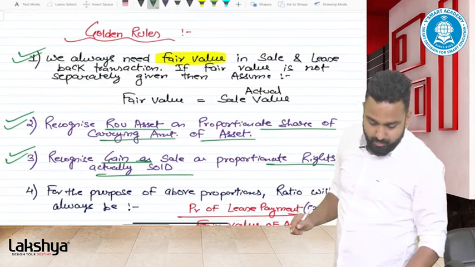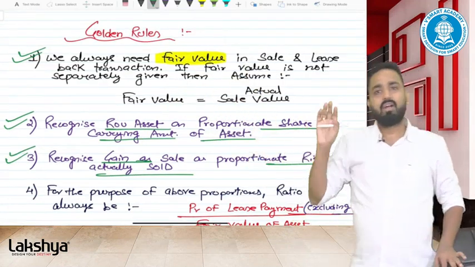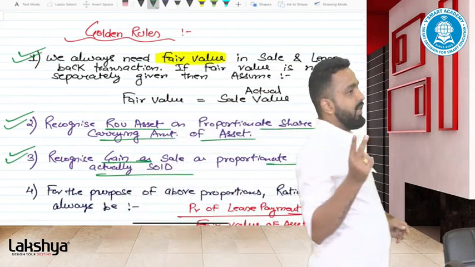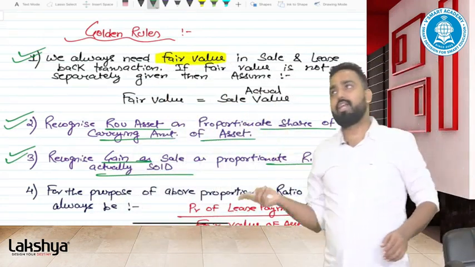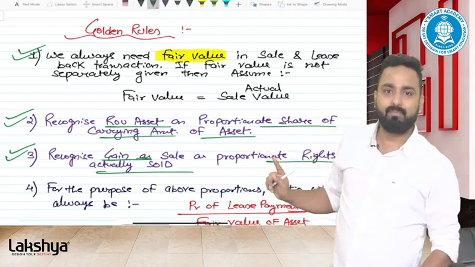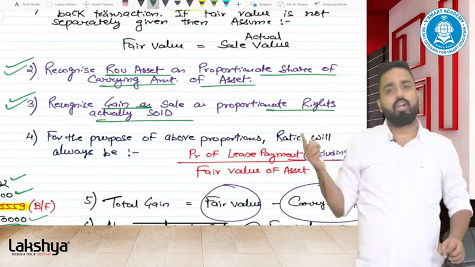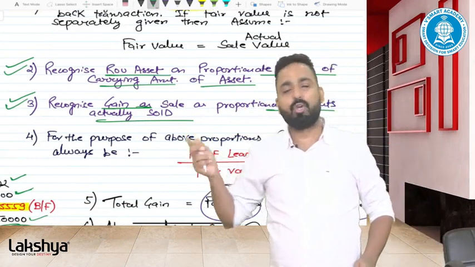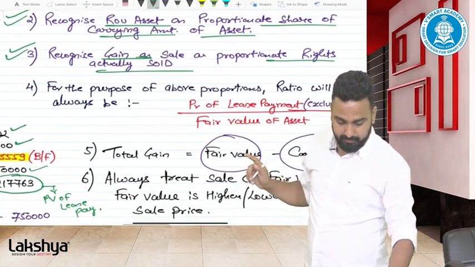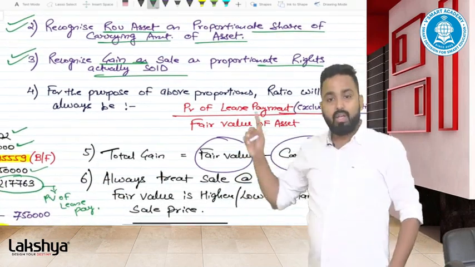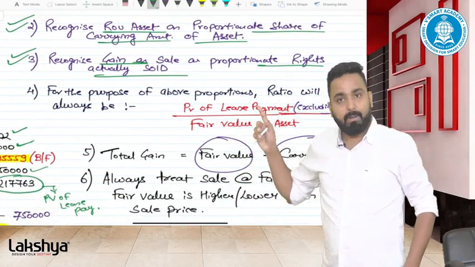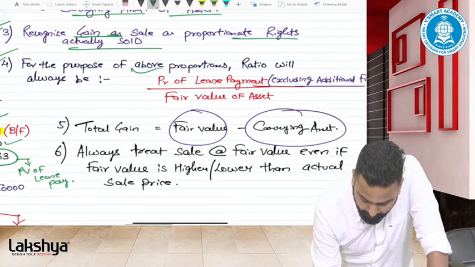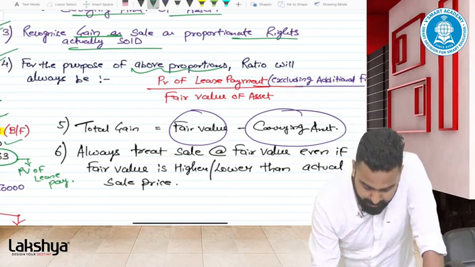So there are some golden rules. Golden rule number 1: assume fair value is equal to sale if nothing is mentioned separately. ROU should be recorded in proportion of carrying amount of the total asset. Gain should be recognized on a proportionate basis, on the sold portion of the asset only. Now for proportion, fair value for the above proportions, ratio will always be this.